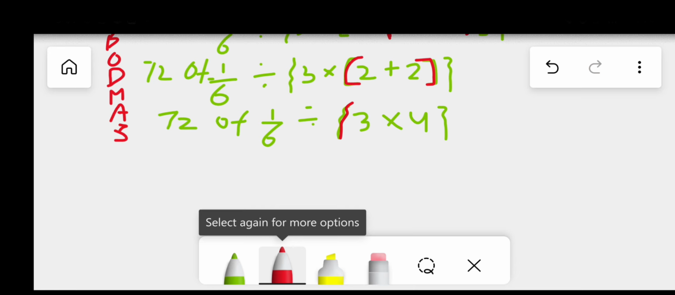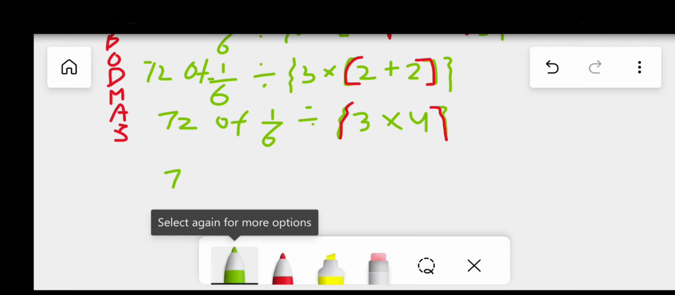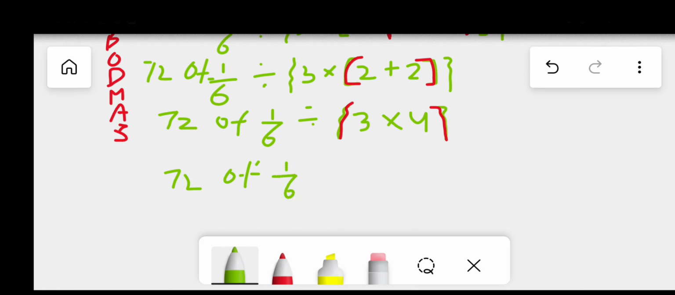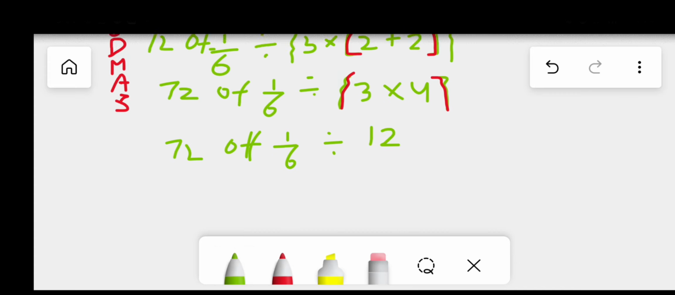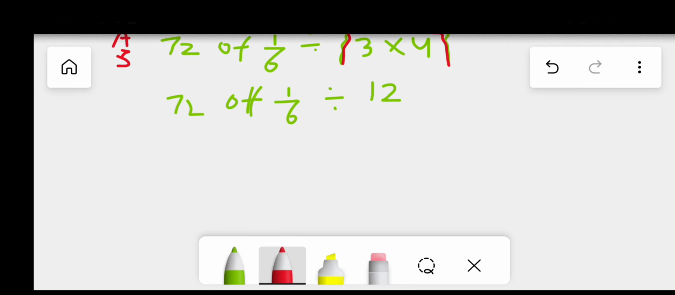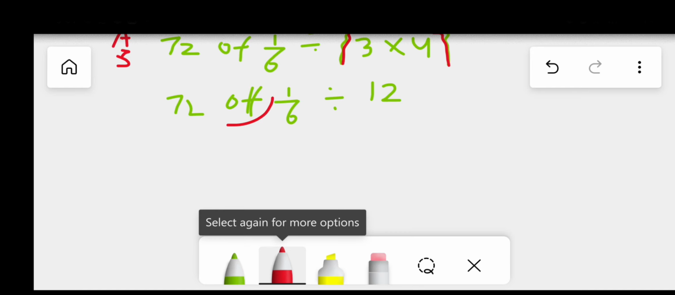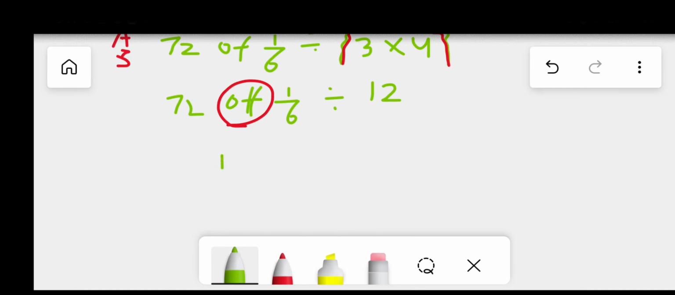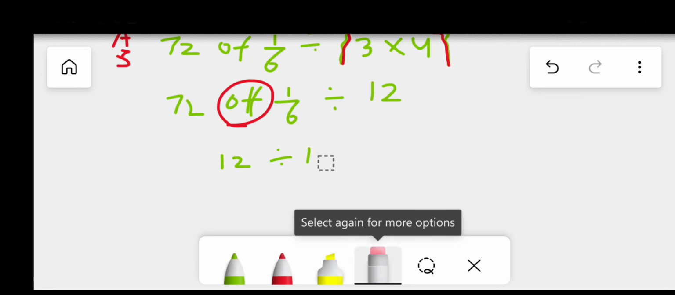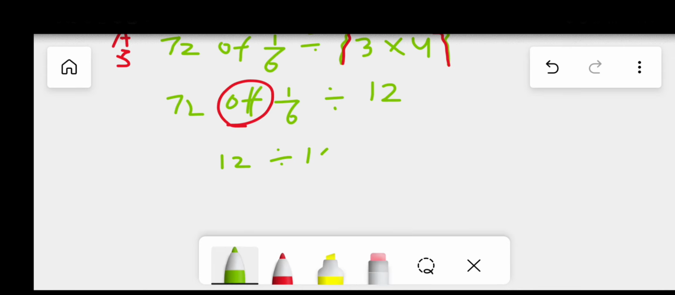So now we will focus on the thing inside the curly bracket. After that our bracket function will be over. Then 72 of 1 by 6, divided by, now we will solve 3 into 4, which will give us 12. Okay, bracket function is over. Now according to the rule, we will come to the of function. Now 72 of 1 by 6 is 12, divided by 12 will give us 1. We have followed the BODMAS rule to solve this huge mathematical equation and get this small answer of 1.